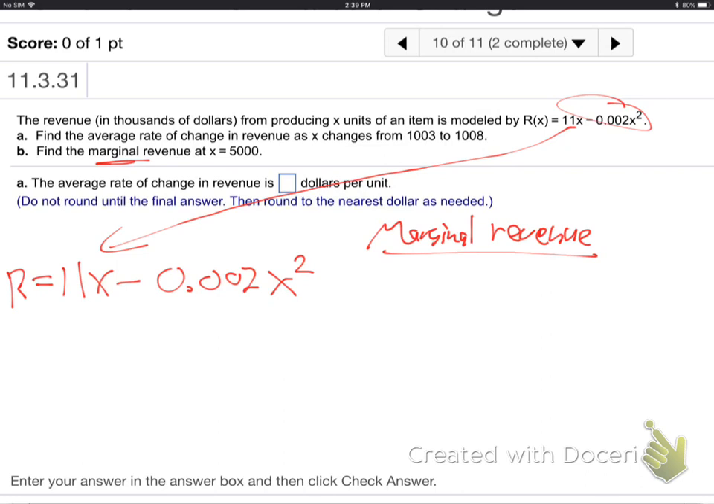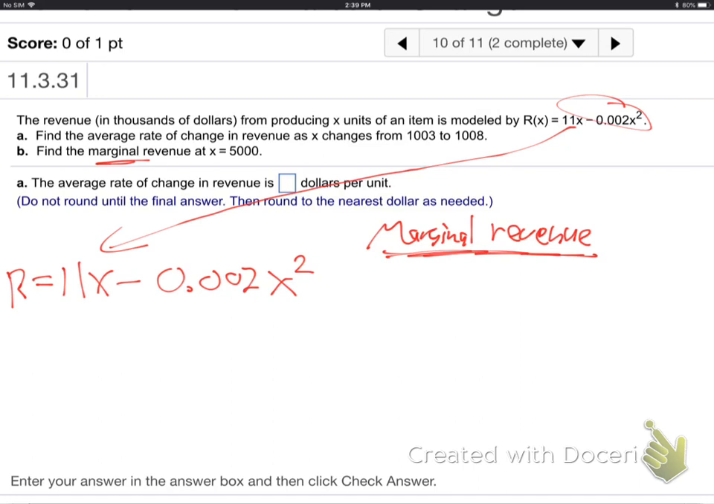I don't have time to give you more theory about it, but it's right at that instant, how fast it goes. Not the average. On part A, you're doing the average. As you go from producing 1,003 items to producing 1,008 items, how much does your revenue go up? Well, that was part A. But in part B, they're saying right at 5,000, right at that instant, marginal change, meaning almost no change at all. Right at that instant, when you're producing 5,000 items, how much does it go up?